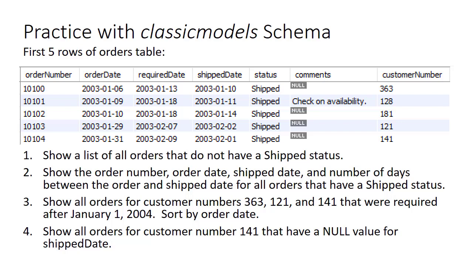So this is where we're going in this next section. All of these practice problems are going to use the orders table. Here is a screenshot of the first 5 rows of the orders table. Order number, order date, required date, ship date, status, comments with some null values, and customer number. So these are the 4 questions we're going to address here in our practice queries, and we'll do this page by page.